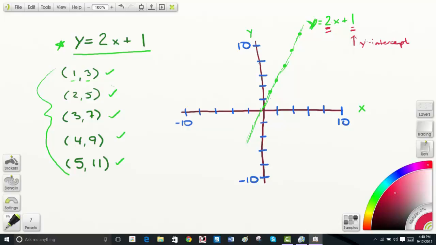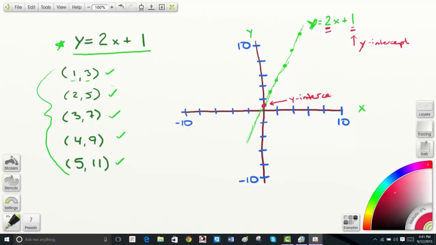Y is a variable which we have identified on the vertical axis, the up and down axis, and then intercept means to make contact with. So if you think about football, right? If there's an interception, it means that one team comes in and grabs the ball from the other team. There's contact between team 1 and team 2. So intercept, a y-intercept, means that there is contact between the equation and the y-axis. And that happens right here. This is the point of contact. Or in other words, it's the y-intercept.